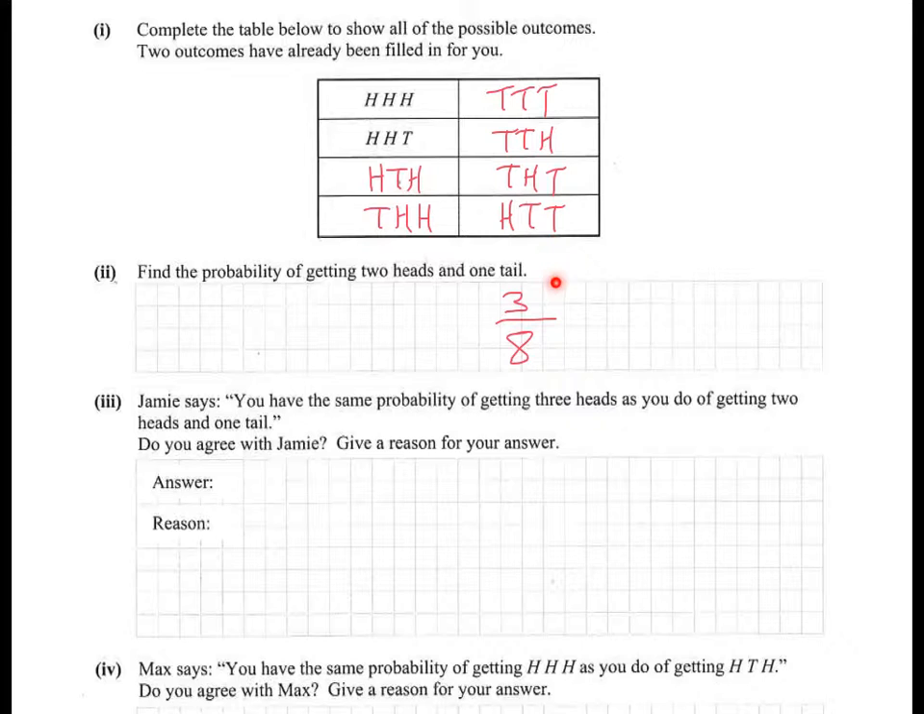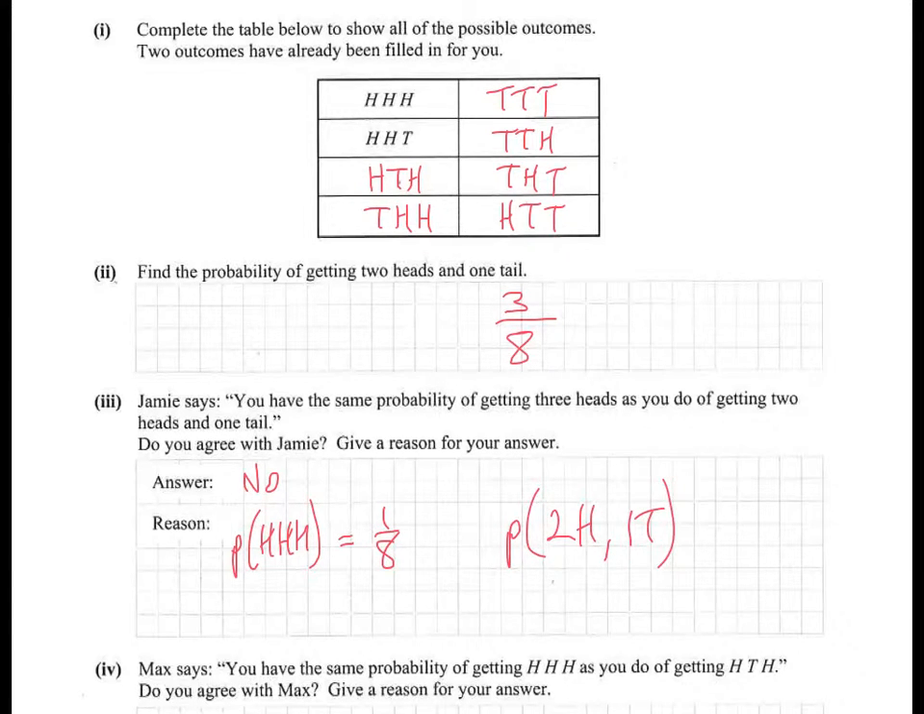You're expected to realise that it was in any order, and so we're saying, is the probability of getting 3 heads the same as getting 2 heads and a tail? And clearly it's not. So Jamie's not correct. That's the first thing that you'd say. And the reason being is the probability of the 3 heads is 1/8, but the probability of 2 heads and 1 tail in any order would be 3/8, and clearly they're not the same.